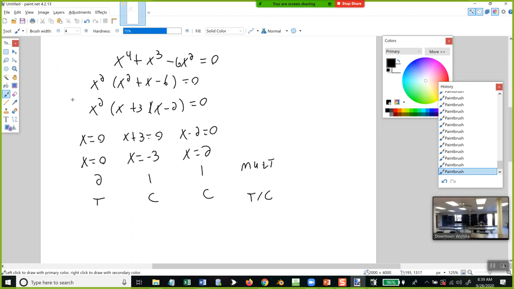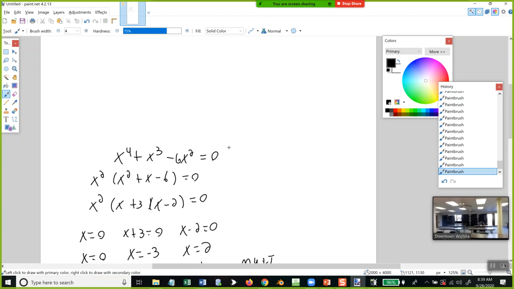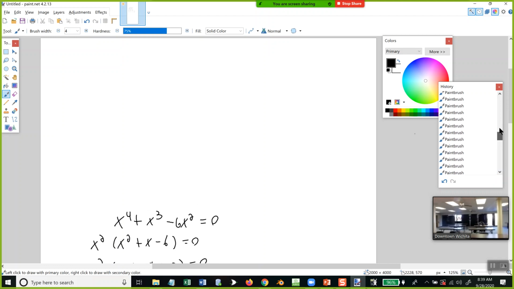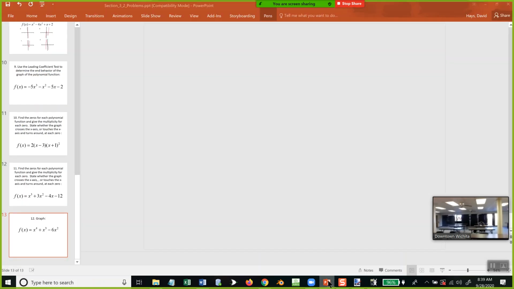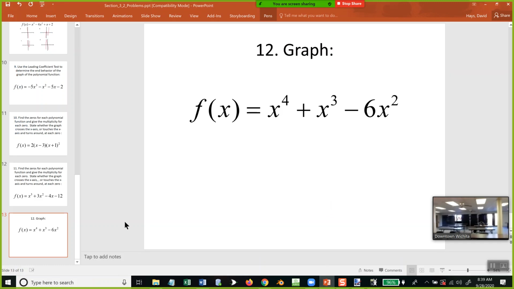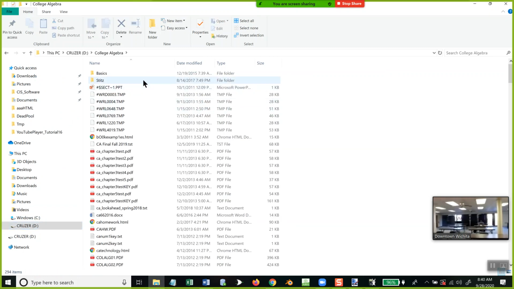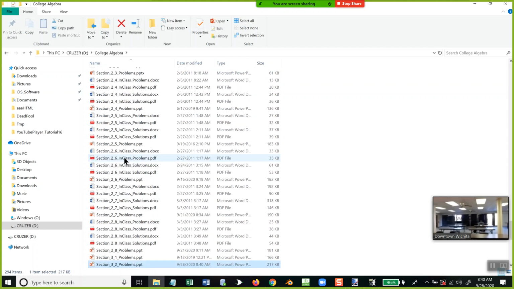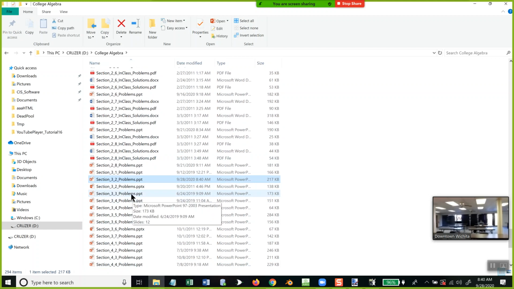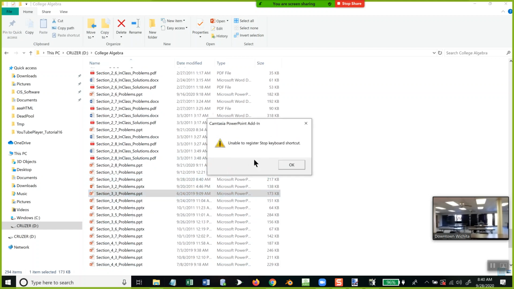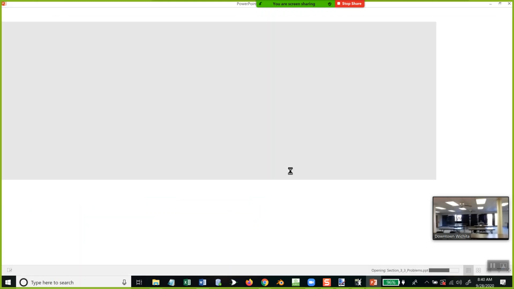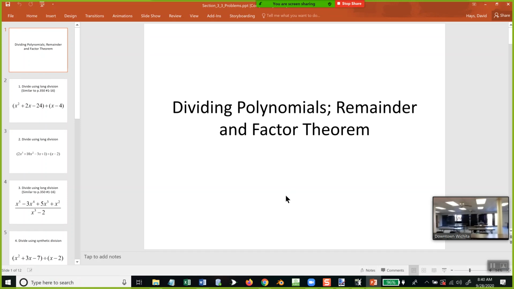Questions on finding zeros, multiplicity, touching, crossing? Well, we're done with 3.2, so let's take a look at 3.3. This is dividing polynomials, the remainder, and factor theorem.